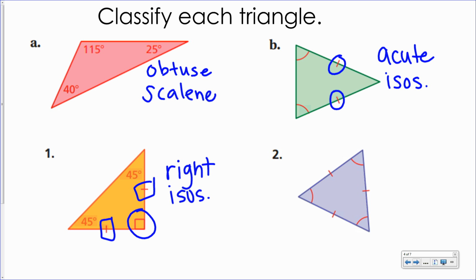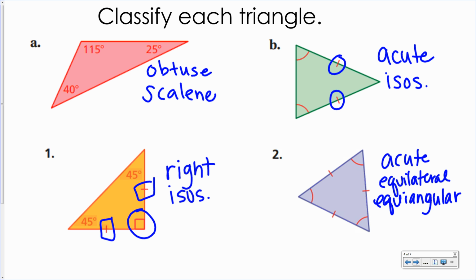And finally here, all 3 of my angles are marked the same, so it is acute. And all of the sides are the same, so I would say that it's equilateral. And hopefully you noticed that it's equiangular also, meaning that all the angles are equal. And since they're all equal, you know they would all have to be 60 degrees, because that's the only way it would add up to 180 degrees.